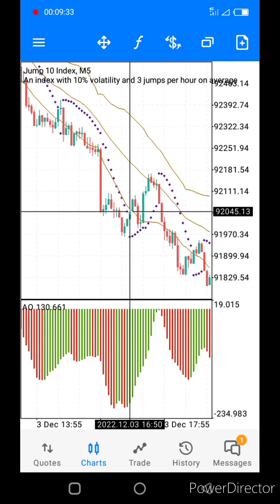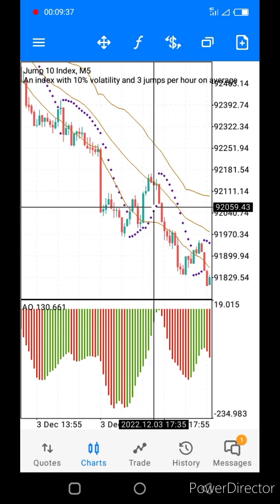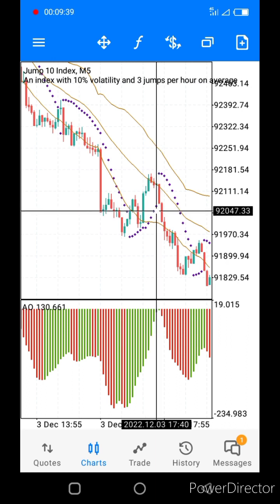On 5 minutes time frame, this is how this strategy works, and you can stick to it. I'm telling you, you'll be picking nothing less than 10% of your what? Of your capital every day, every damn day.